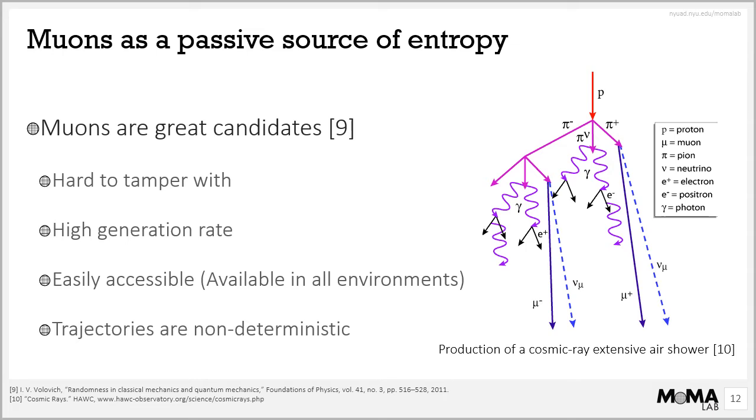So we found out that a good candidate for this would be muons. And the reason for that is that the only way that humans can generate this particle is through a particle accelerator. This means that if someone wanted to tamper with a muon detection mechanism, they would have to have access to such a device to make it possible, which is highly unlikely. So the fact that muons are hard to tamper with in combination with their high generation rates and their non-deterministic trajectories is what motivated us to use muons as a source of entropy for our mechanism.